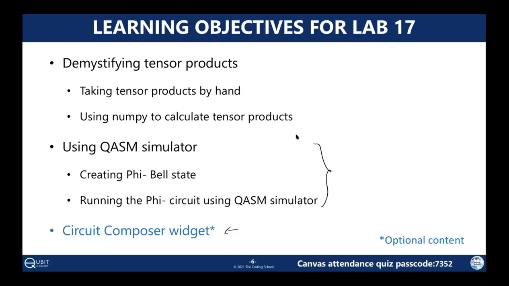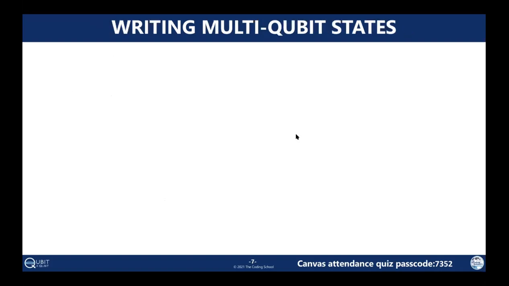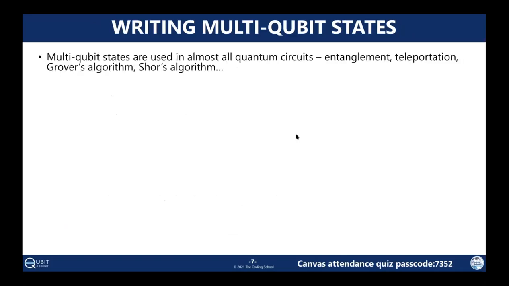That's pretty useful. So the first topic for today is writing multi-qubit states. These states are used in almost all the quantum circuits that are of interest to us because you need more than one qubit to demonstrate entanglement, and you need entanglement to demonstrate teleportation.